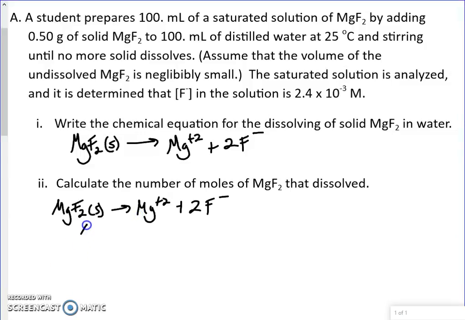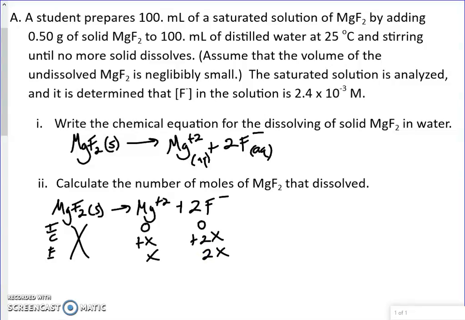Okay, so because this is solid, we don't care about it. And by the way, these are the aqueous ions. We are going to ignore the solid, but we are going to pay attention to the ions. So ICE. We assume as we're making this solution, there's 0 magnesium and 0 fluorine, which means we are adding X and adding 2X here, because remember our coefficients are going to come down. We end up with X and 2X at equilibrium. Well, we're already told that the fluorine ion in the solution at equilibrium is 2.4 times 10 to the negative 3, which means we know this value already. 2x is going to be equal to 2.4 times 10 to the negative 3.